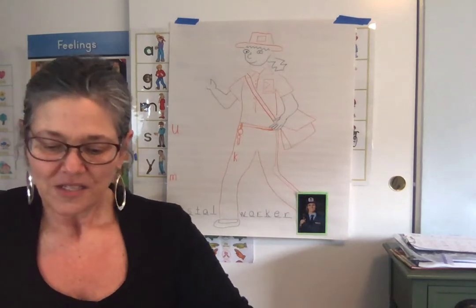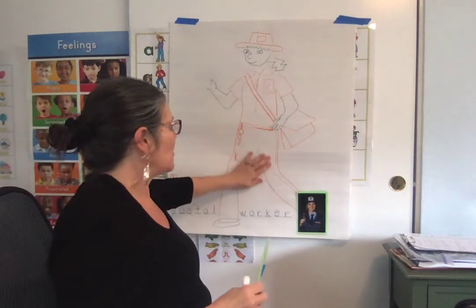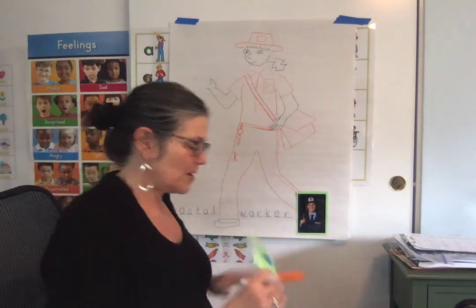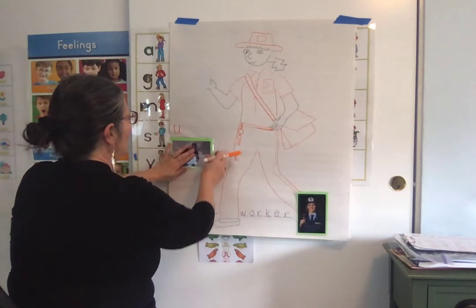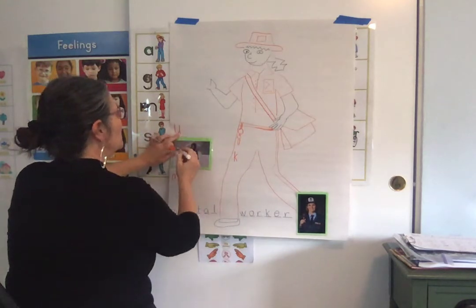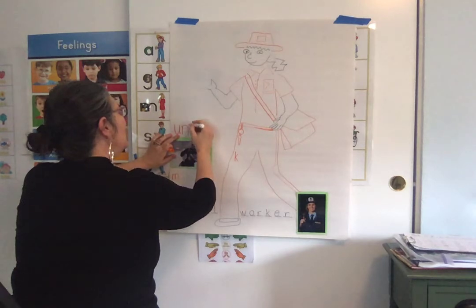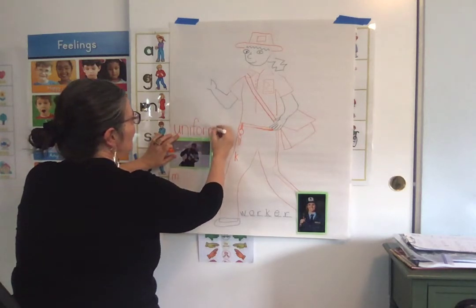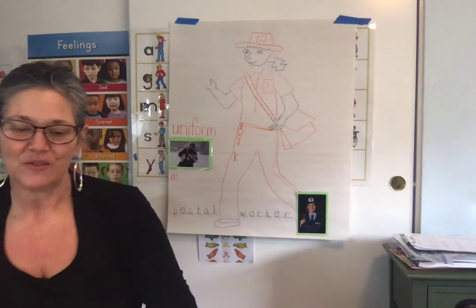All right, friends. So they're going to wear a uniform, and we're going to write uniform. Did you notice my postal worker is wearing special clothes? Yeah. Okay, so we're going to write uniform. Here we go. UNIFORM. So all of our postal workers are going to wear a uniform.